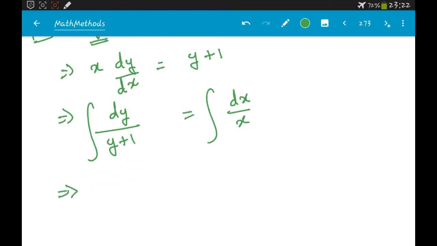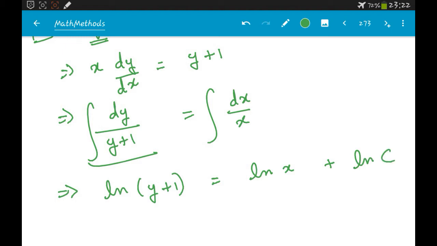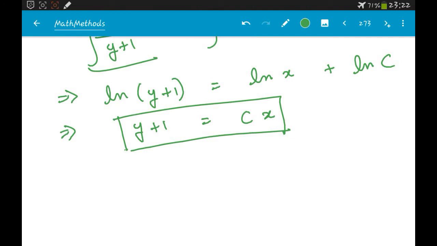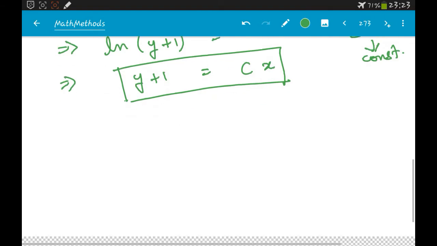So if we integrate this equation, we will get ln of y plus 1 is equal to ln of x plus an integration constant. And because everything is in terms of ln, we can have the integration constant also in terms of ln. So finally, when you remove the logarithm, you will get y plus 1 is equal to c into x. So here you have solved the equation. This c is a constant. So this was a separable equation.